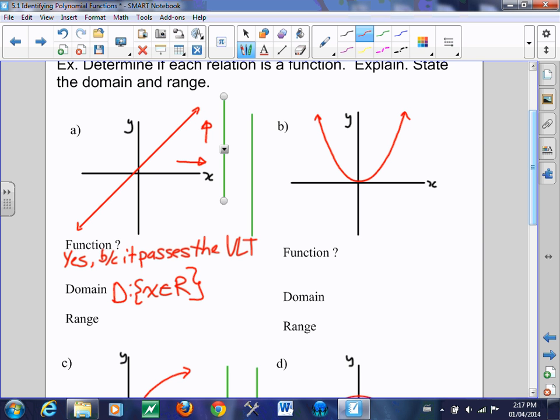Same with the range. As I go up and as I go down for the range, I can keep going up as this function. Remember, this function is going to keep growing and growing, so it's going to keep going up. Likewise, in the other direction, it's going to keep going more and more negative. So the range is such that y belongs to a set of real numbers.